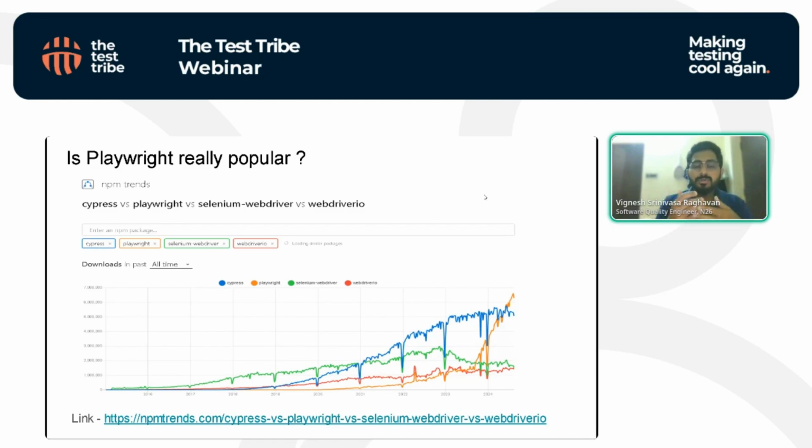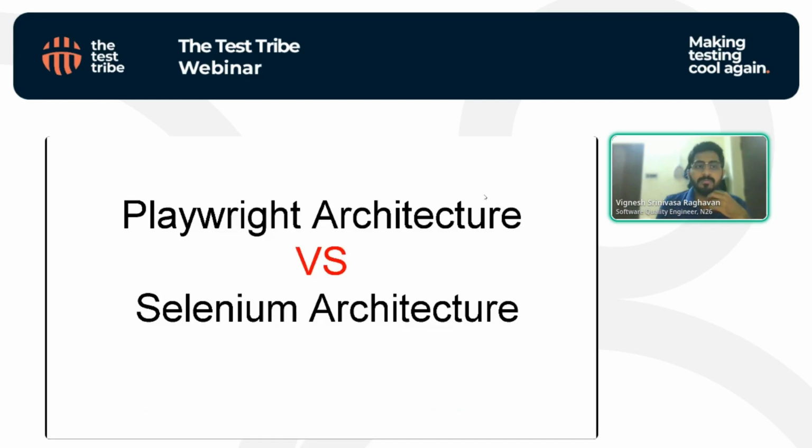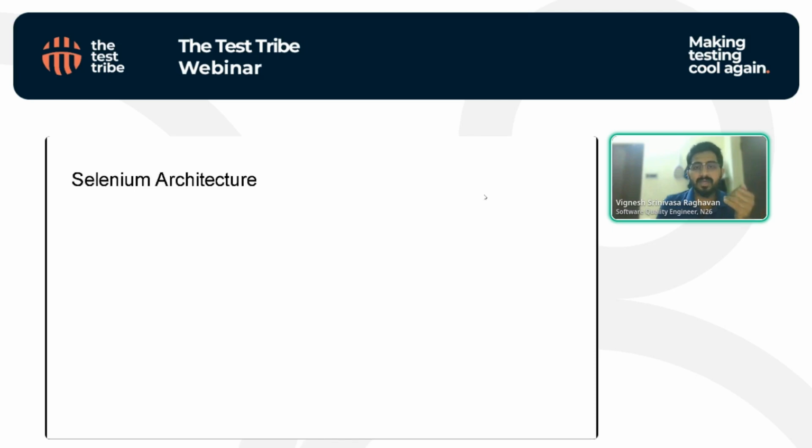Now, I have already shown you what Playwright is, what its key features are, and that it is super popular. You might be getting a question: Vignesh, all right, it is popular, but why is it so popular? To understand why Playwright is loved compared to other tools, we need to understand the architectural differences between Playwright and other tools. For example, I'm taking Selenium here. Before we jump into Playwright's architecture, we will understand the Selenium architecture so that you can understand what is not so good in Selenium and how Playwright overcomes that.